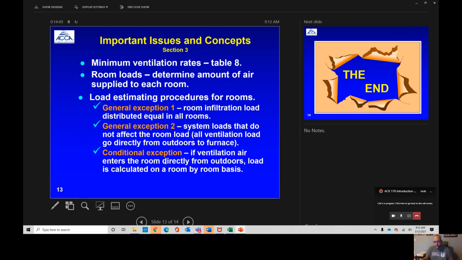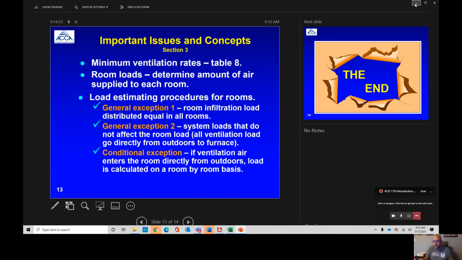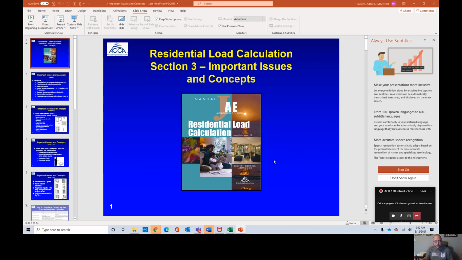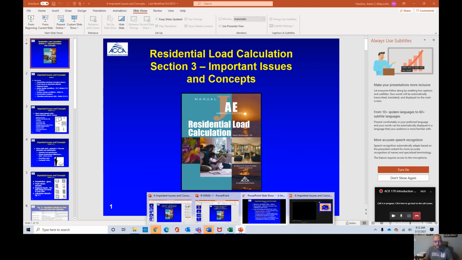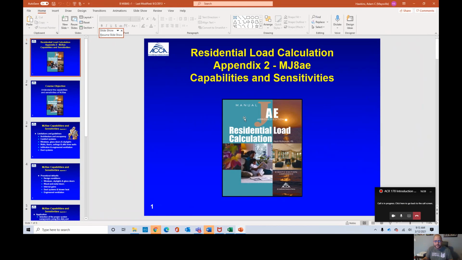Yes, there are some rules of thumb, where you can say it's this many square feet per ton, and sometimes those will hold true. But I also want you to know that there is a lot more that goes into that, especially when you get into some more complicated designs.